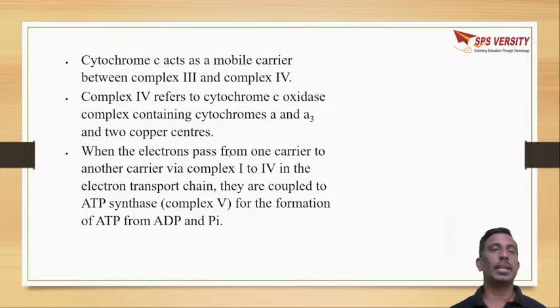कॉम्प्लेक्स 3 से अगेन कॉम्प्लेक्स 3 और कॉम्प्लेक्स 4 के बीच में साइटोक्रोम C रहता. So this cytochrome C will carry electrons from complex 3 to complex 4. Complex 4 में cytochrome A and A3 रहते, which contain 2 copper centers. As electrons move through the different protein complexes and mobile carriers.